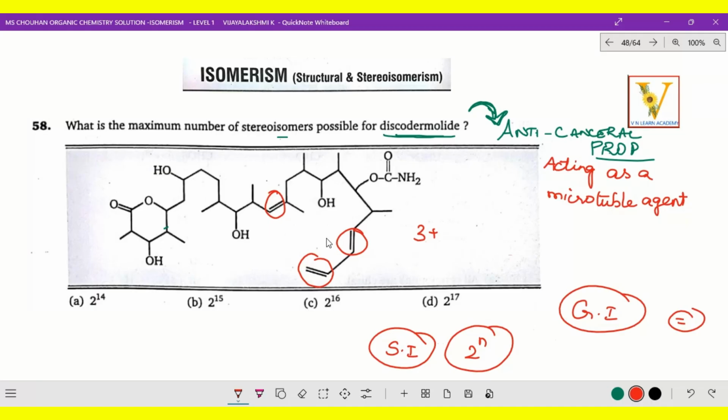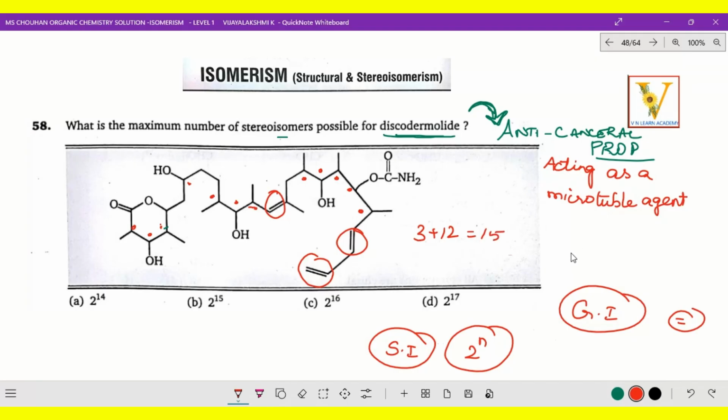Okay, now come to this point. So 3 plus. How many chiral centers are available? Here 1, 2, 3. Chiral center means, you know very well, a carbon connected to 4 different groups or atoms. So in that way, 1, 2, 3, 4, 5, 6, 7, 8, 9, 10, 11, 12. So this is 12. Totally, 15 is there.